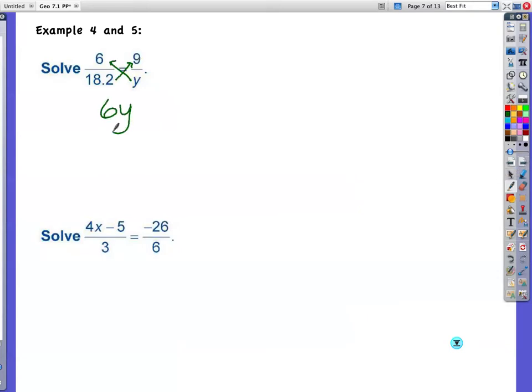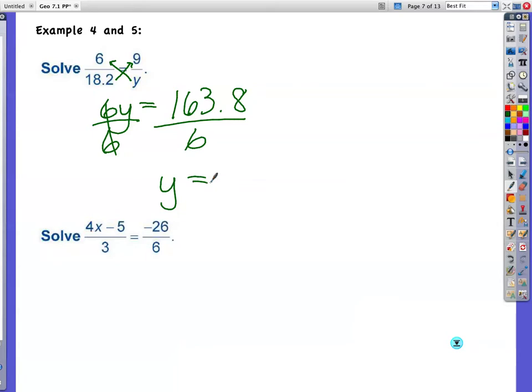So you're going to have 6y equals 18.2 times 9, and I'm calculating that to be 163.8. Divide both sides by 6 to solve. 163.8 divided by 6, I'm getting 27.3. All right, we don't have any label with that. That's just our answer.